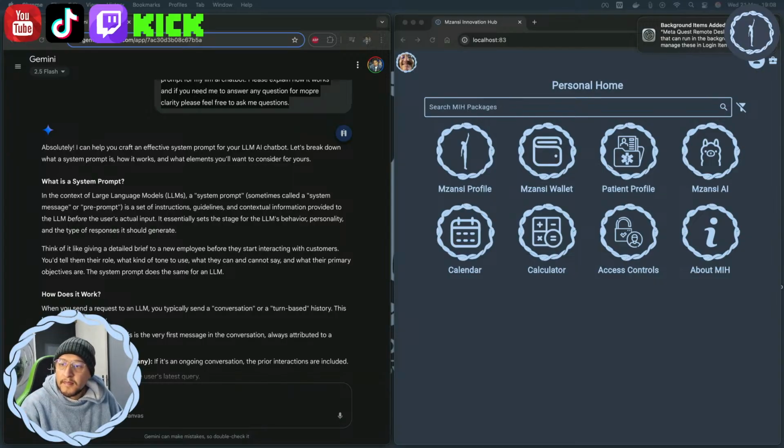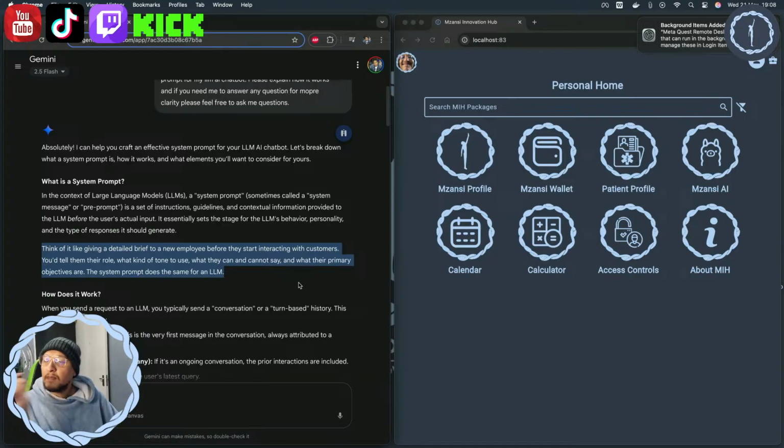System prompt. In the context of large language models, LLMs, a system prompt, sometimes called a system message or pre-prompt, is a set of instructions, guidelines, and contextual information provided to the LLM before the user's actual input. It essentially sets the stage for the LLM's behavior, personality, and the type of responses it should generate. Think of it like giving a detailed brief to a new employee before they start interacting with customers. You tell them their role, what kind of tone to use, what they can and cannot say, and what their primary objectives are. The system prompt does the same for an LLM.